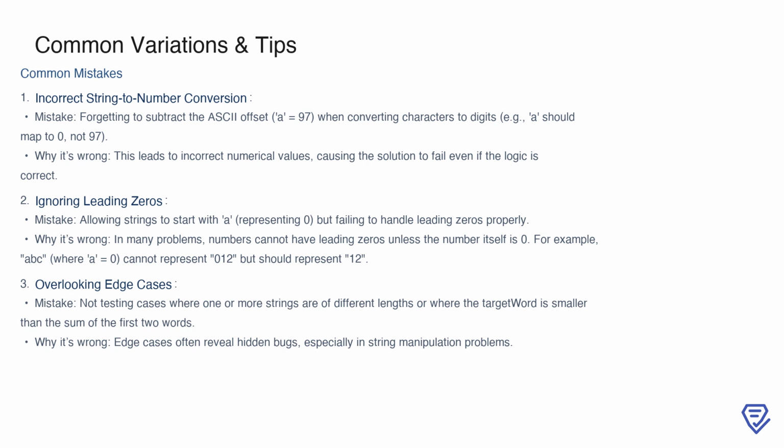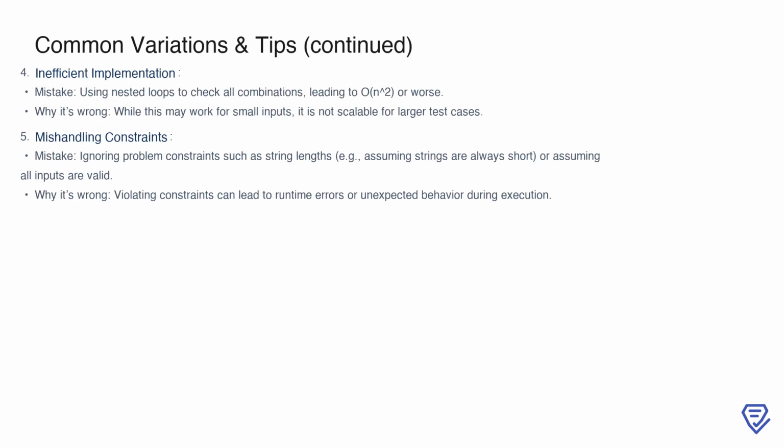Lastly, edge cases are often overlooked. For instance, you might encounter strings of different lengths or scenarios where the target word is smaller than the sum of the first two words. These edge cases can be tricky, and failing to account for them can introduce subtle bugs that are hard to detect during testing. Now let's consider two more areas where mistakes often occur.